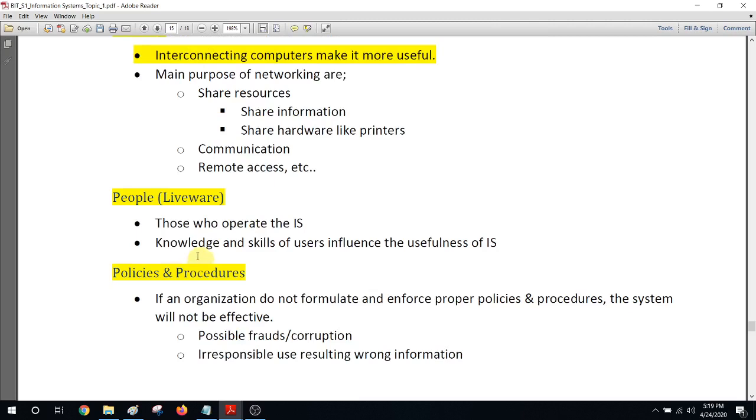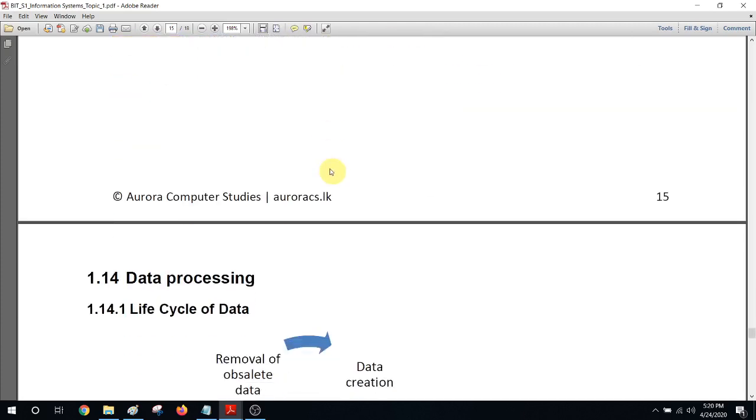So the final component of CBIS is policies and procedures. That is also very important. If you have proper policies and procedures, only then is the system going to be used in the proper context. Otherwise, there will be a lot of malpractices, corruptions, right? Issues, so many things will be there. Therefore, this component is as important as all the other components. So remember that policies and procedures are also a critical part of computer-based information systems, right?